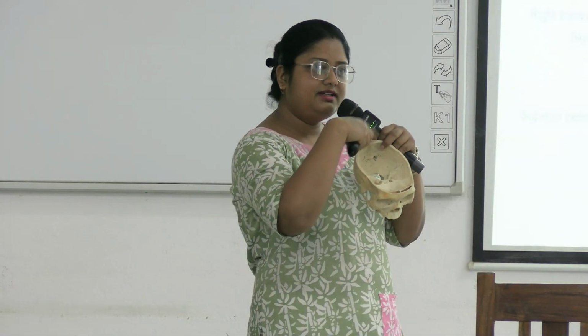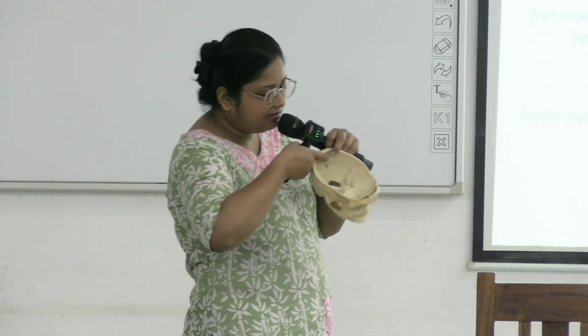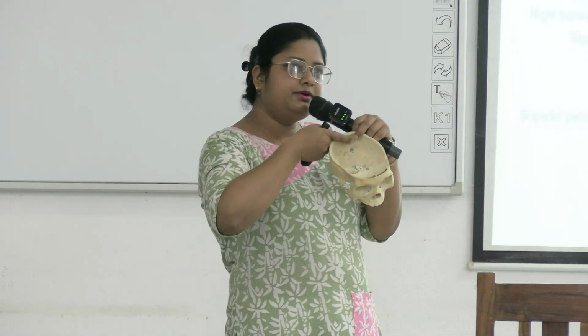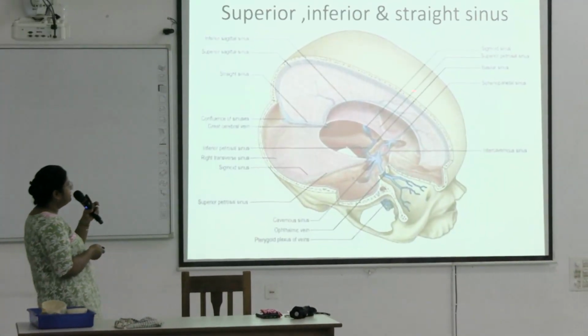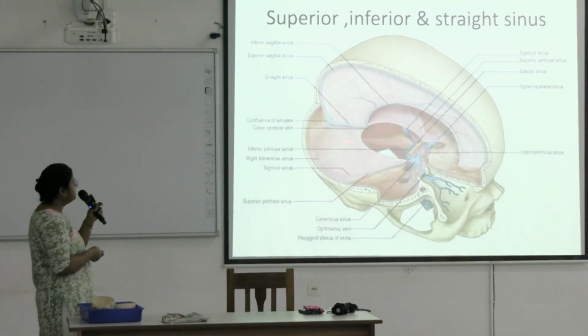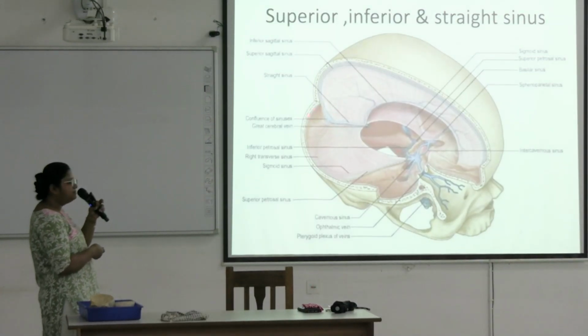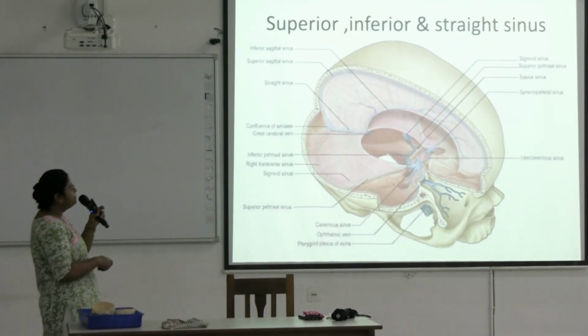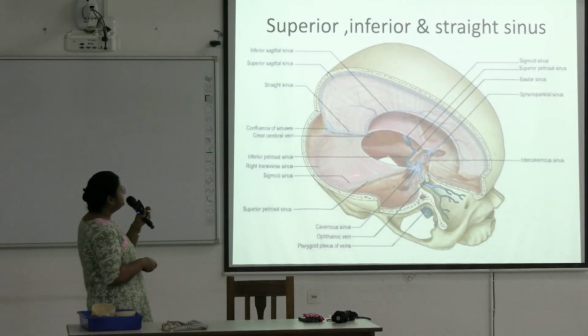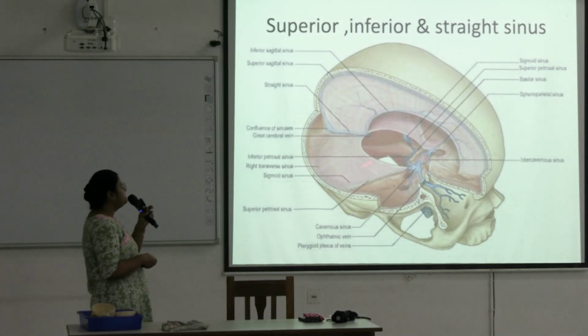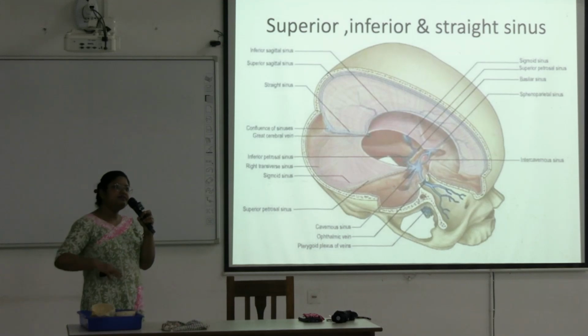It is extending upward and going to this internal occipital protuberance here, up to the confluence of sinuses. So this is superior sagittal sinus, here is inferior sagittal sinus, this is straight sinus, here is the confluence of sinuses, and this fold which is lying vertically is falx cerebri. This fold of dura mater, which is lying horizontally, is tentorium cerebelli, separating the cerebrum from the cerebellum.